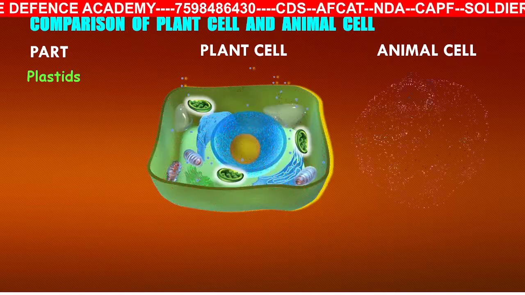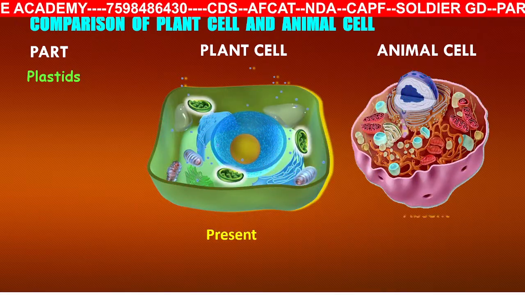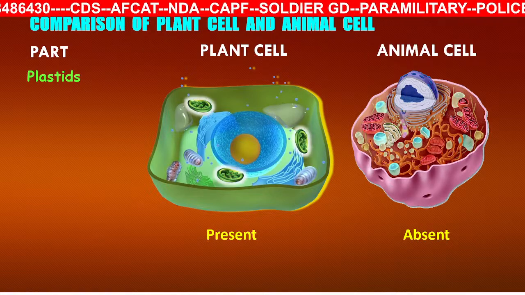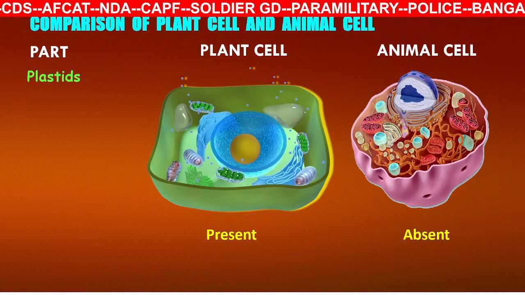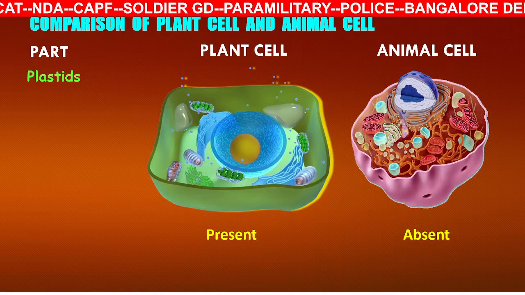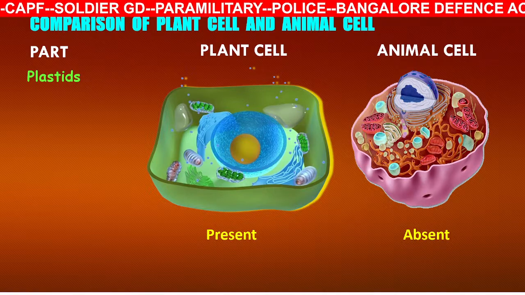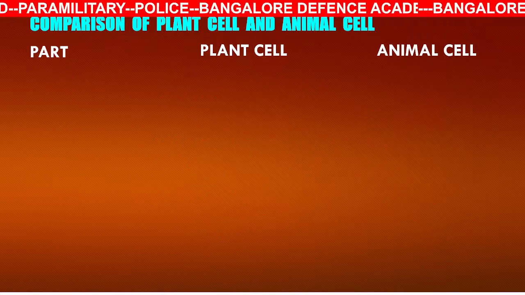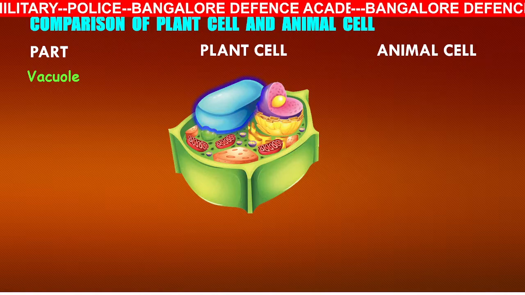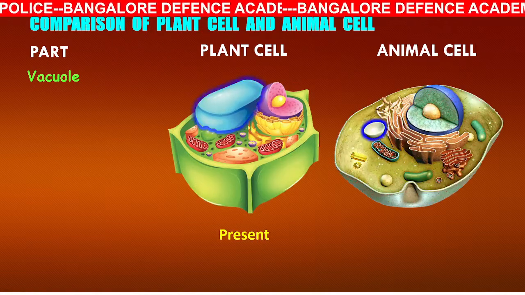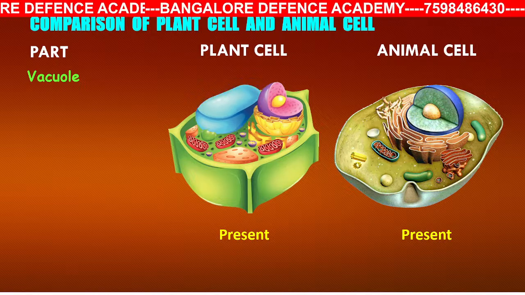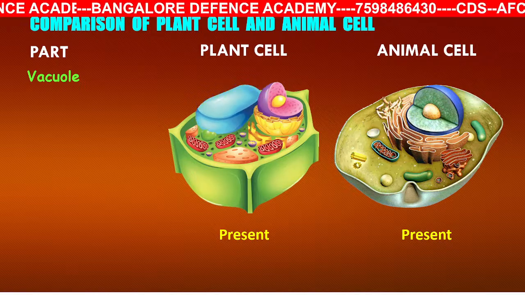Next, plastids. Is it present in animal cell? What is plastids? Give me an example of a plastid. Chloroplast. So it is present only in plant cell. Next, vacuole. Tell me, vacuole will be small or large in plant cell? And here it will be small.